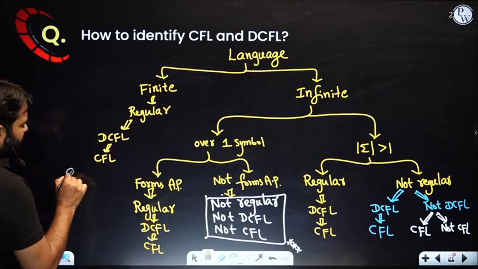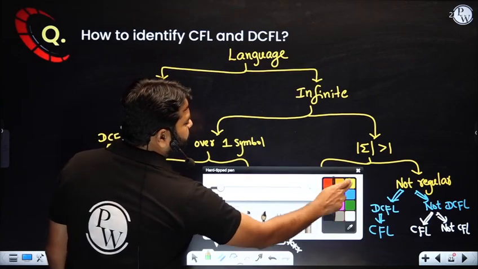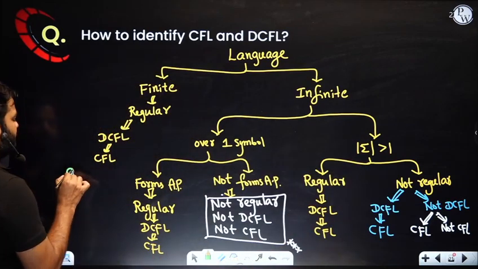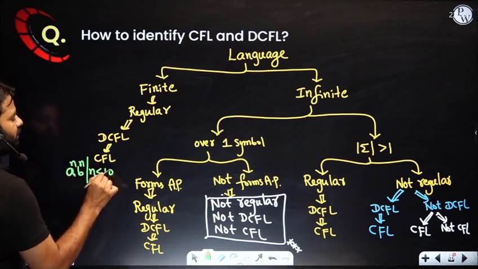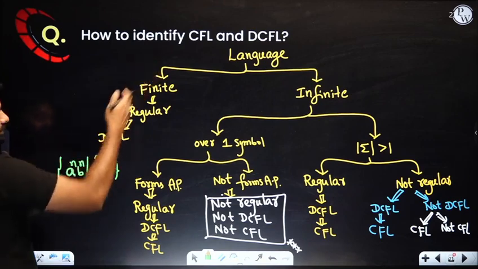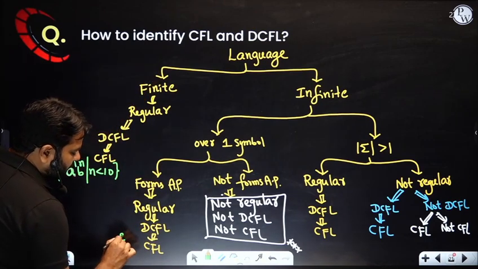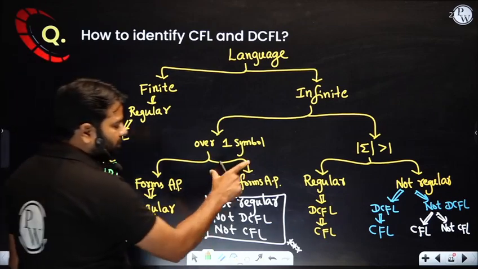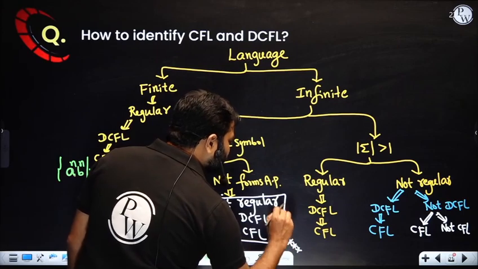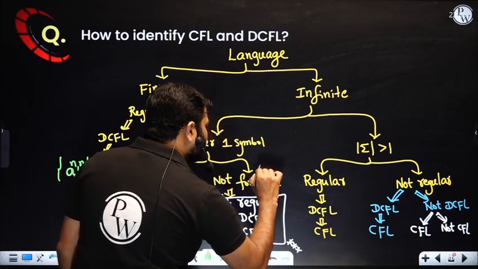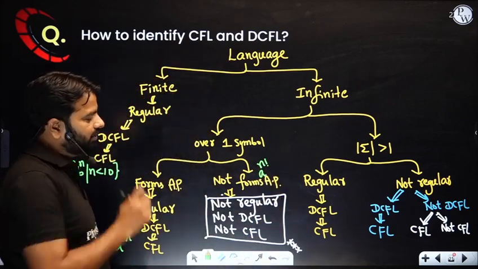Finite: a power n, b power n, such that n less than 10. In this case, it forms an AP, you know that. a power 2n, n greater than or equal to 0. Not forms AP. If you want that example, I'll just write here: a power n factorial or a power prime, you know that.